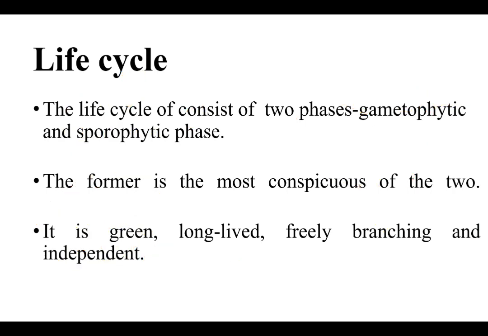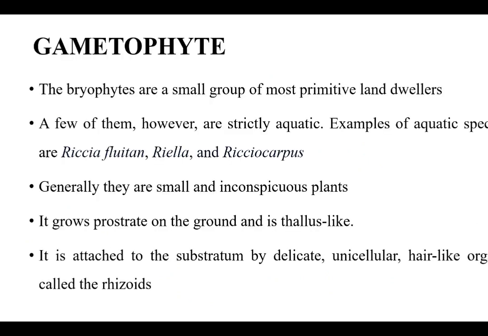The gametophytic phase is the most conspicuous and dominant phase of the life cycle. It is green as it has chloroplast, long-lived, freely branching and independent. The gametophytic phase of the life cycle is independent, but the sporophytic phase is dependent on the gametophytic plant for nutrition, and it also lives on the gametophytic plant. They grow on the gametophytic plant.